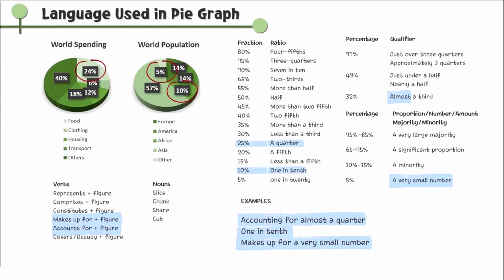Accounting for almost a quarter, 1 in tenths, makes up for a very small number.